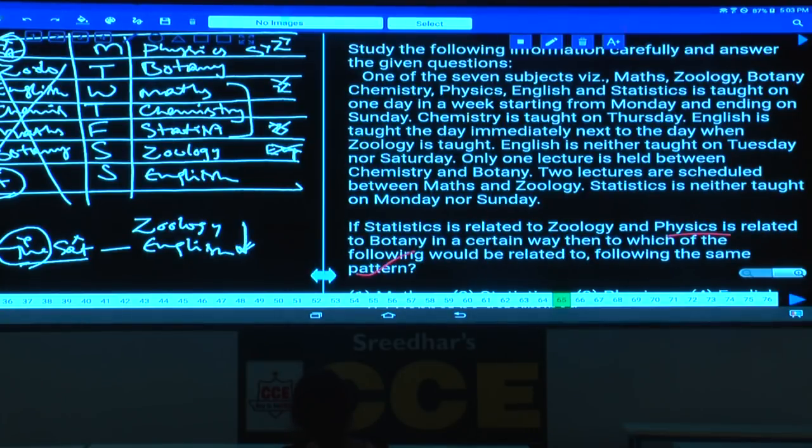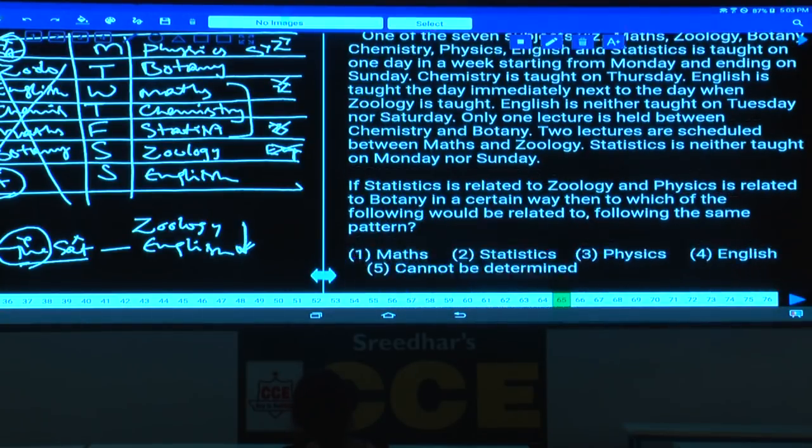Then 65. If statistics is related to zoology, and physics is related to botany. Stats is related to zoology means statistics is immediately before zoology, and physics is immediately before botany. Then which of the following would be related in the same pattern? This is question number 65.